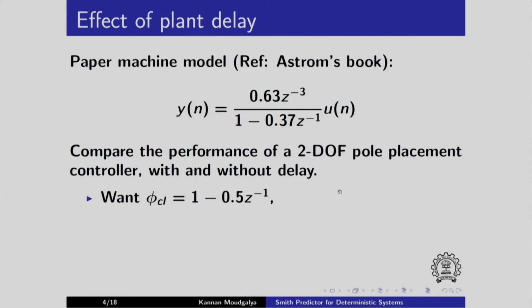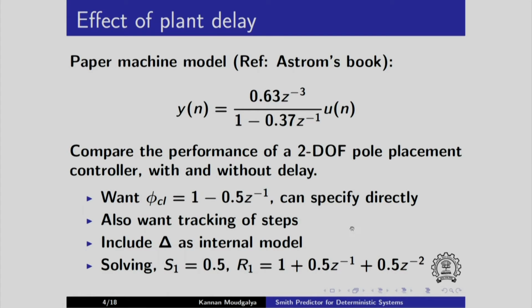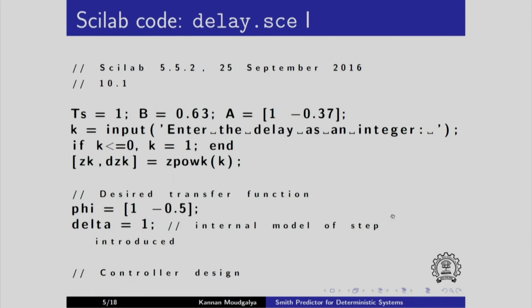We would want the closed loop characteristic polynomial to be 1 minus 0.5 z inverse as done by Astrom. We can specify directly in our pole placement controller. We also want tracking of steps. As a result, include delta as internal model. In solving the Aryabhata's identity, we get S1 and R1 as given here.